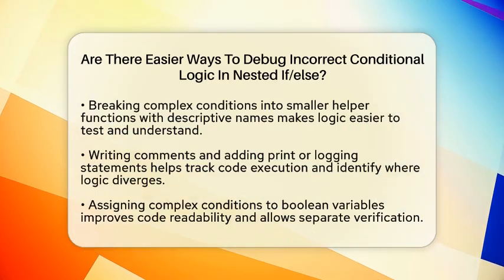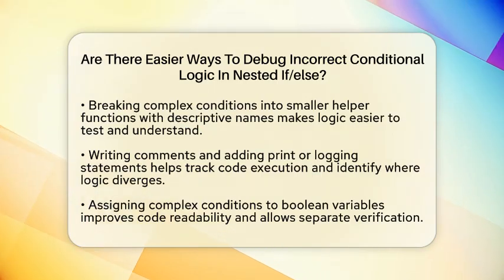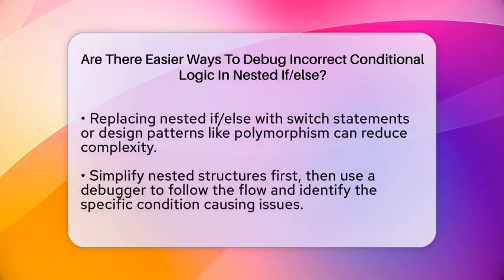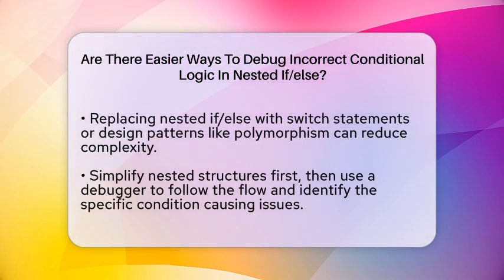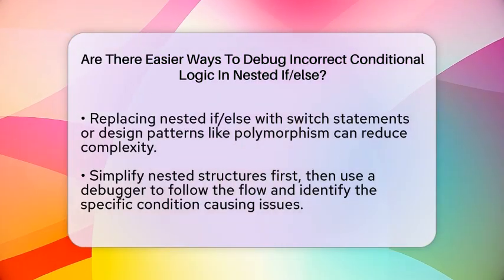Adding comments and print statements also helps. Write simple comments explaining what each condition is supposed to do. Use print or logging statements to see which parts of your code are being executed. This gives you a trail to follow and helps you identify where the logic diverges from your expectations.